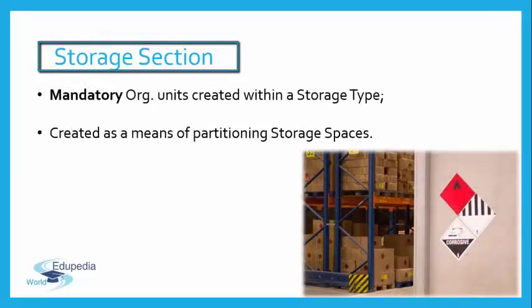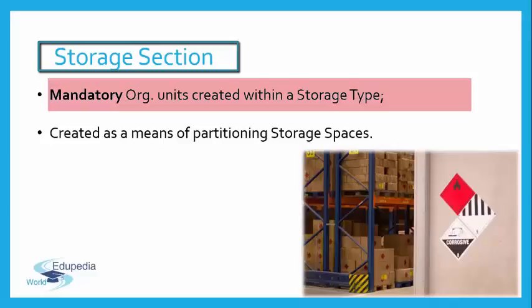The third level in our organization structure here are what we call storage sections. And storage sections are defined within storage types. They basically allow you to further partition your space in the warehouse. So first of all, we've partitioned our space according to storage type, separate storage types, and now we have the opportunity to partition that space further according to storage sections.